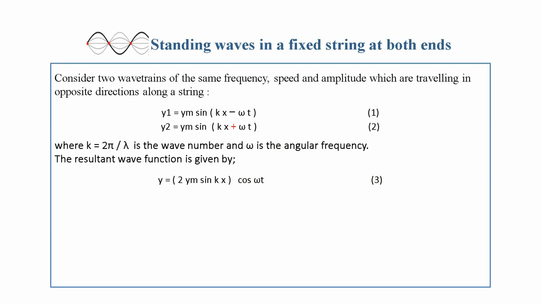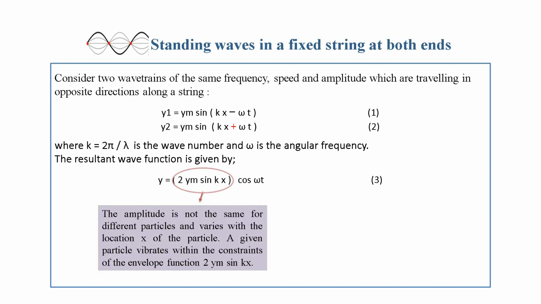Consider two wave trains of the same frequency, speed, and amplitude which are traveling in opposite directions along a string. y1 is ym sin(kx minus omega t), y2 is ym sin(kx plus omega t), where k equals 2 pi over lambda is the wave number, and omega is the angular frequency. The resultant wave function is given by y equals 2ym sin kx cos omega t.